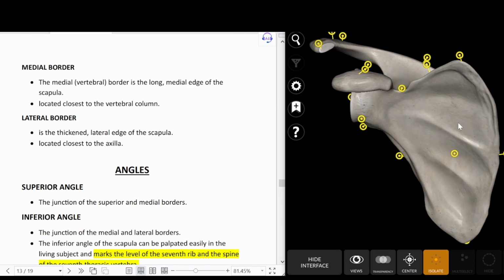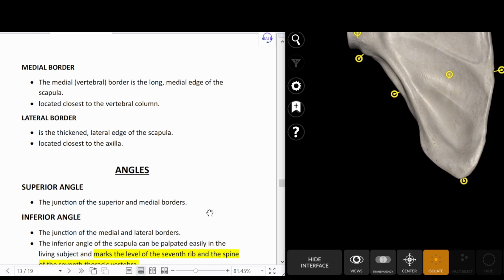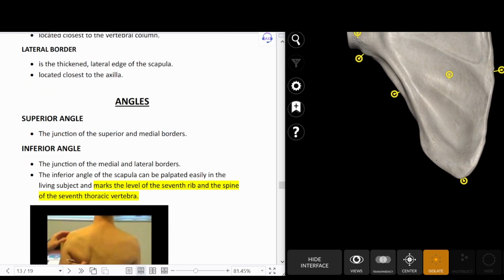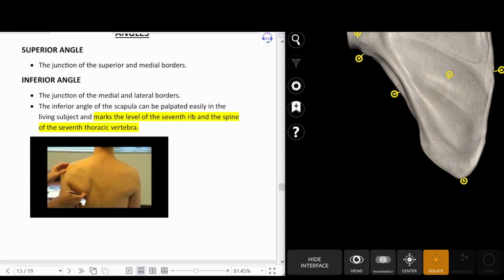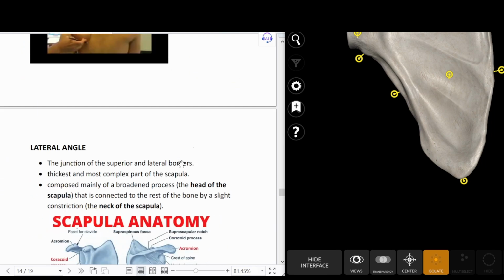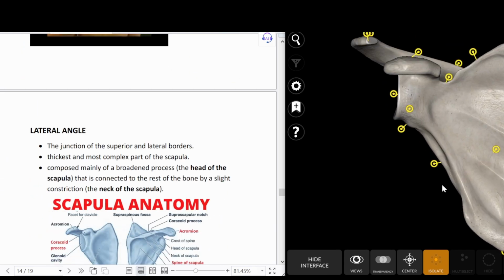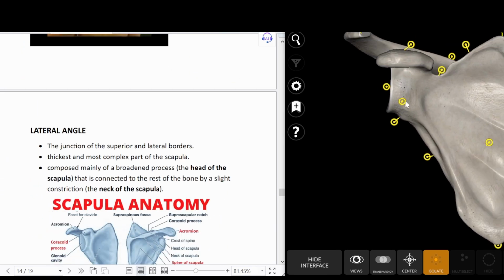Now the inferior angle of the scapula can be easily palpated in a living subject and marks the level of the seventh rib and spine of the seventh thoracic vertebra. So in this diagram you can see that the examiner is palpating the inferior angle and it is present at the level of the seventh rib or spine of the seventh thoracic vertebra. Lateral angle, this is your lateral angle which contains the glenoid cavity, head and neck of the humerus.